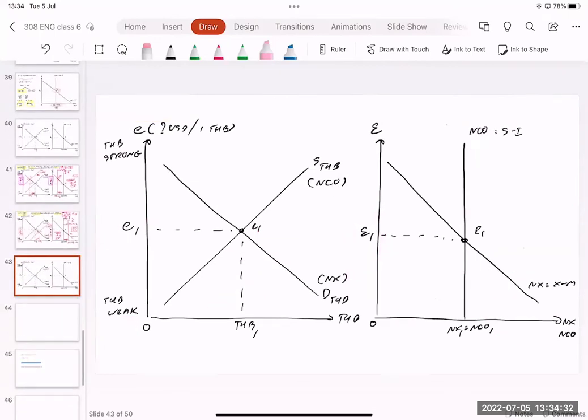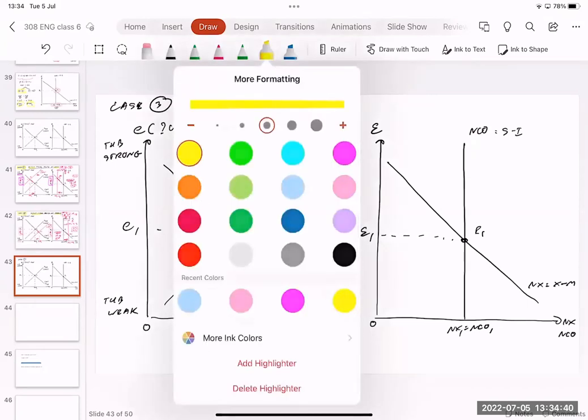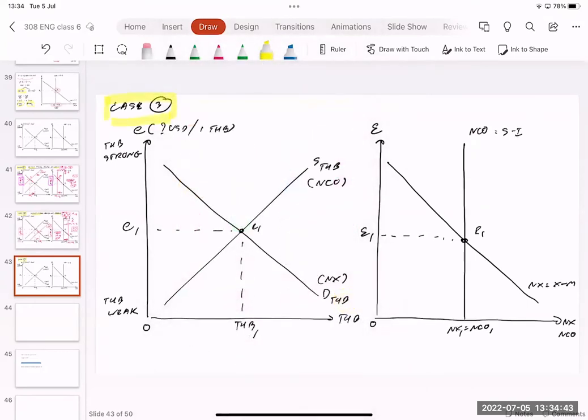Next one. Case number 3. This is about an increase in investment demand. This is for the business sector. They want to invest more, they want to borrow more, right?